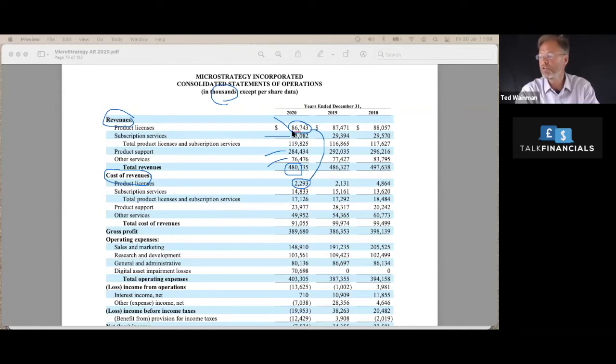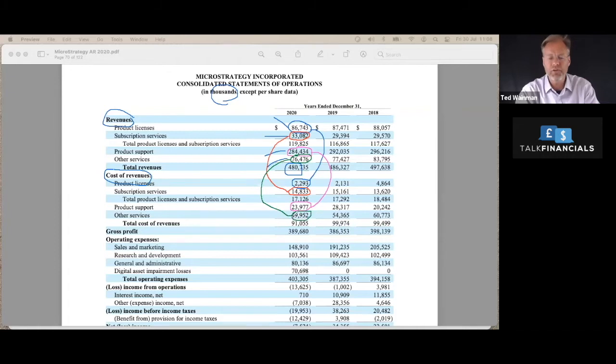I use a different color to show the subscription services that they offer, 33 million, and the cost of those subscription services, 14 million. So you can see that that's about a 50% margin. Use another color now for the product support that they're offering, which is substantially the biggest part of their revenue, 285 million, and the cost of that product support only 24 million. And then finally, the other services, almost running out of colors here, they make revenue of 76 million, and the cost of providing those other services is 50 million.